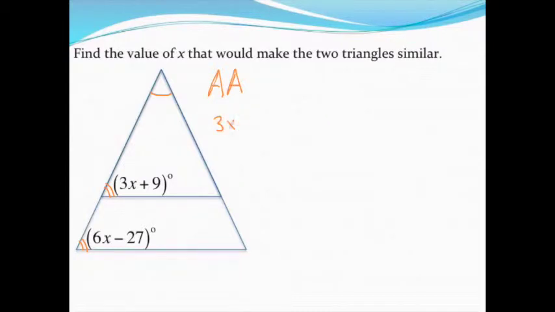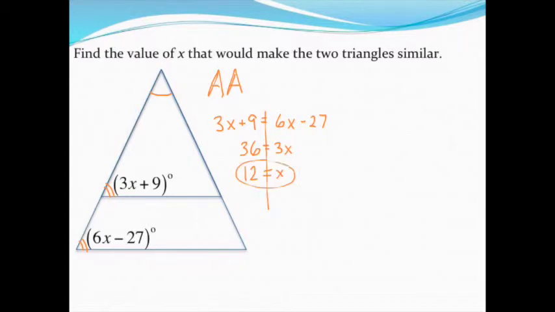3x plus 9, that angle, must be equal to the other one, 6x minus 27. So we can use that to determine the equation we need to solve algebraically to find our value of x. So let's get our variables to both sides. I'll start with subtracting 3x from both sides, which would leave me with 3x over here. At the same time, I'll add 27 to the other side to get 36. And then dividing both sides by 3, I'll come up with a value of 12 for my x.